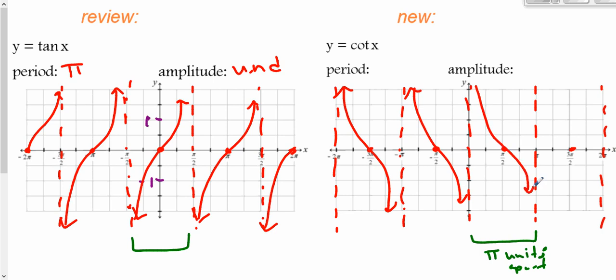Downward swooping curves, and we don't go through the point (0, 0). So these are just things to keep in mind. The period is pi, the width of one cycle, and the amplitude is undefined. There's no distance from middle to top. Okay, now that you have seen all of those, let's do a little bit of practice.